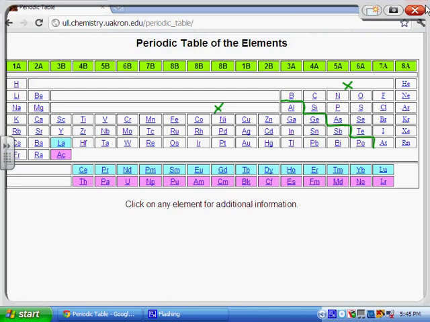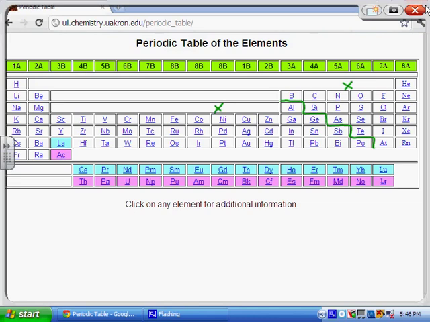What's the difference? Well, general characteristics, metals have luster. In other words, they're shiny. Metals are malleable. They can be pounded into a sheet. Metals are ductile. They can be drawn into a wire. And metals also conduct heat and electricity.